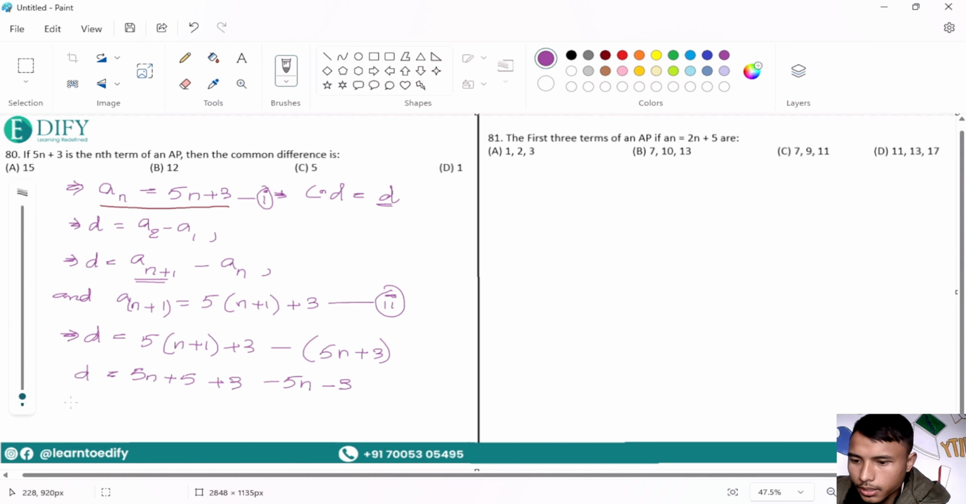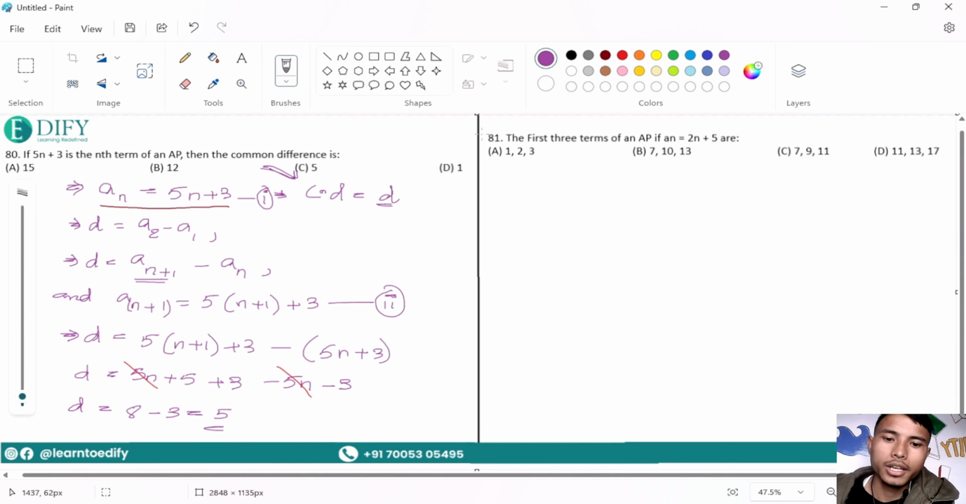Okay. Then d is equal to, now 5n minus 5n, the n cancels. Okay. So 5n minus 5n is nothing but 0. Then 5 plus 3 is 8. Then 8 minus 3 is 5. So the answer is option C.